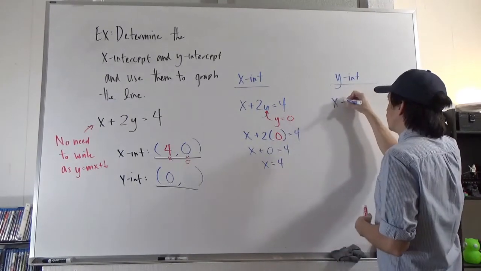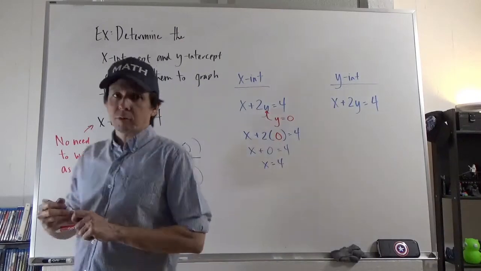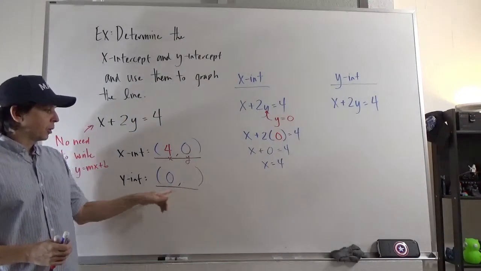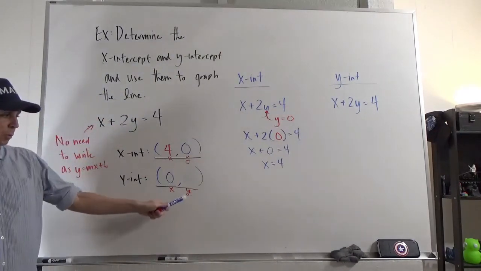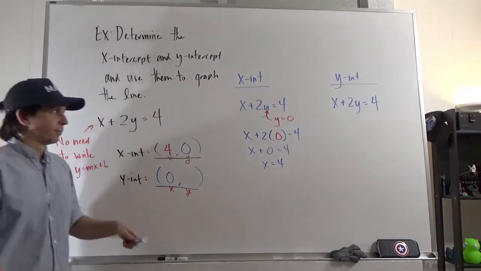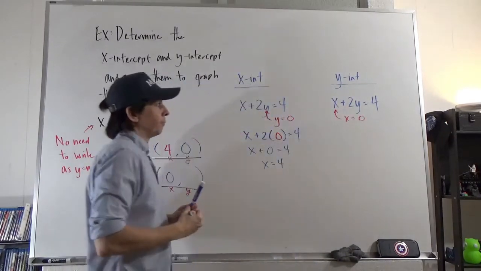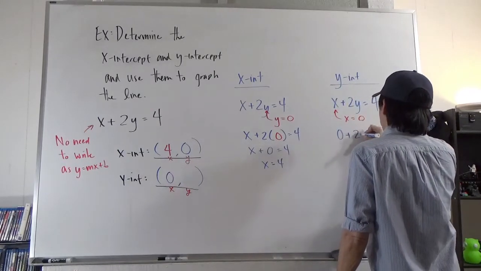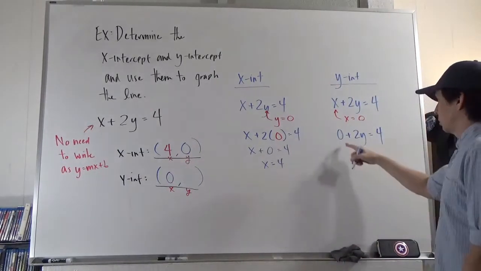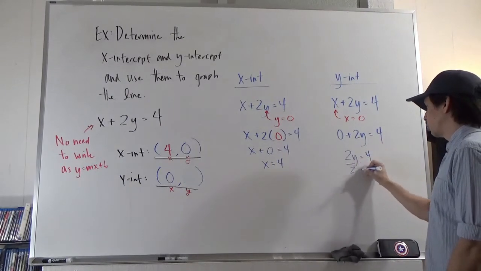For my y-intercept, let me start by copying that equation as is. Let me go over here and note that for my y-intercept, I know that my x-coordinate is 0. I don't know what y is yet, but I'm going to solve for y by plugging in x equals 0 in there. So it's going to be 0 plus 2y equals 4. 0 is just gone, so it's 2y equals 4. And then I divide both sides by 2.